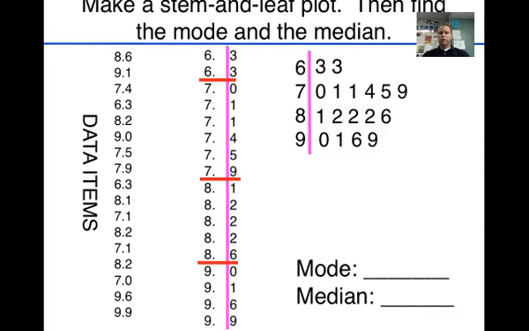So what would our mode be here? Hopefully you said 8.2. If you put 2, remember that's just the leaf. We need the stem. Got to put it all back together when we're giving our answers. And now we need to find our median.